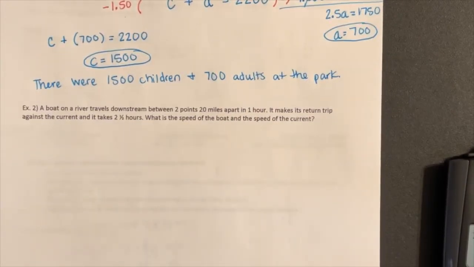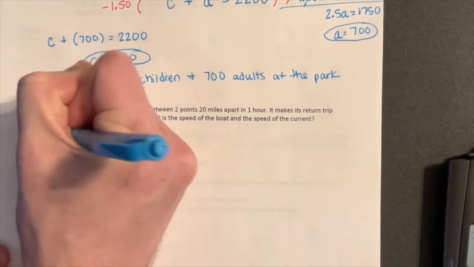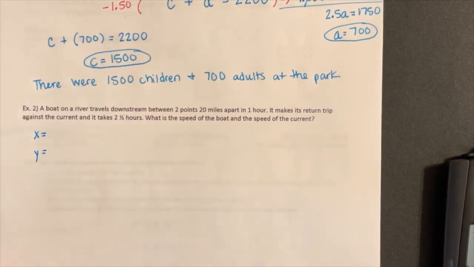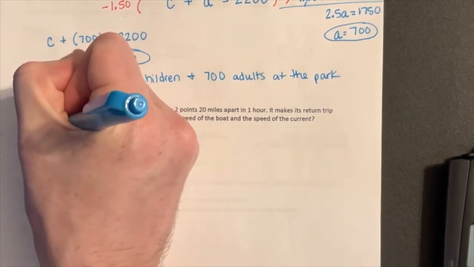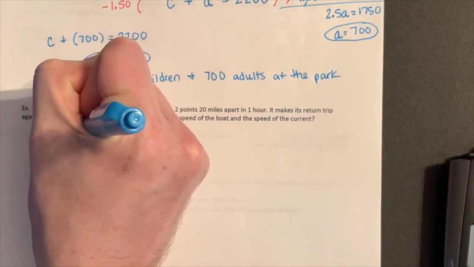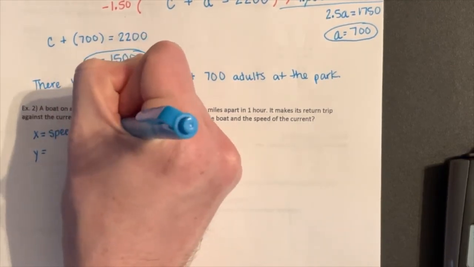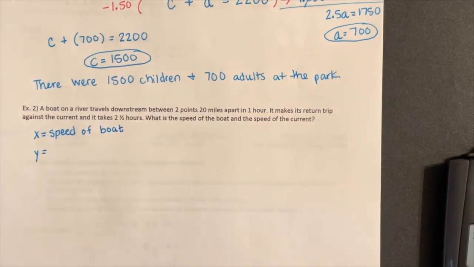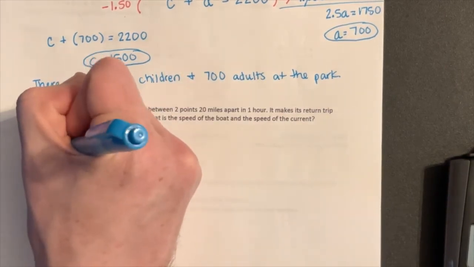All right, example 2. We have a boat on a river that travels downstream between 2 points 20 miles apart in 1 hour. It makes its return trip against the current, and it takes 2.5 hours. What is the speed of the boat and what is the speed of the current? So basically it's given us our two variables in that last question. What is the speed of the boat? Well, x is going to be our speed of the boat. And y is going to represent our speed of the current.